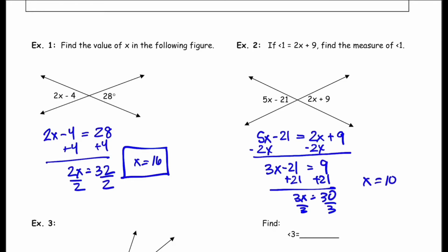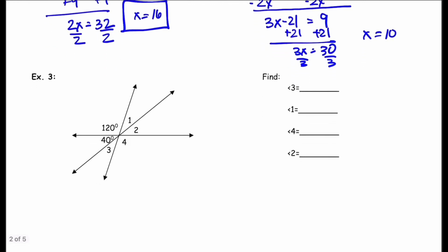Now notice this is not the answer. It wants us to find the measure of angle 1. I know x is 10. It says measure of angle 1 is 2x plus 9. So what I need to do then is just take 2 times 10 plus 9. I would just throw that in my calculator in one shot. That gives me 29. And that's the answer to this example.